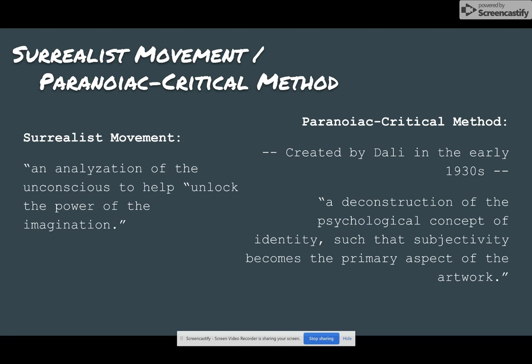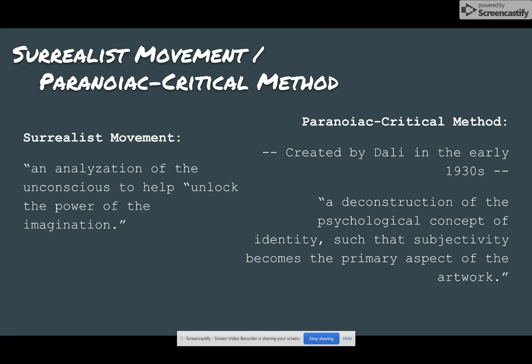It proposed the Enlightenment period, which was from the 17th to the 18th century, had suppressed the superior qualities of the irrational conscious mind. And so the goal of this movement was to liberate thought, language, and human experience from rationalism, which was considered oppressive at the time.